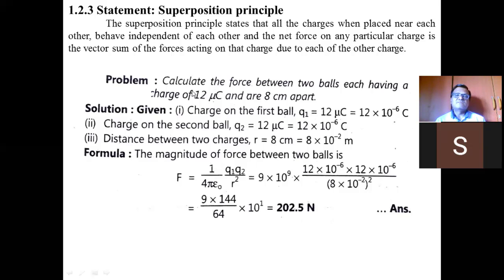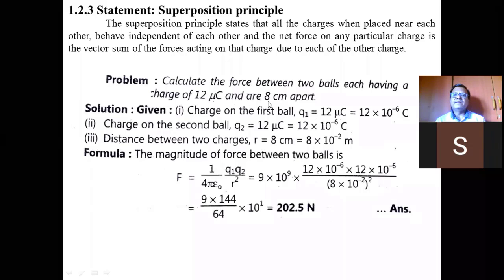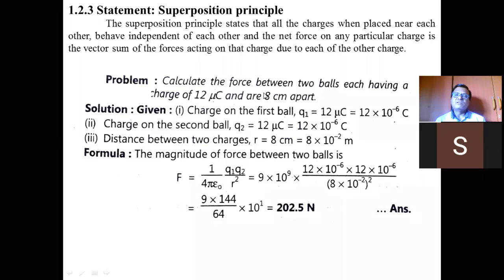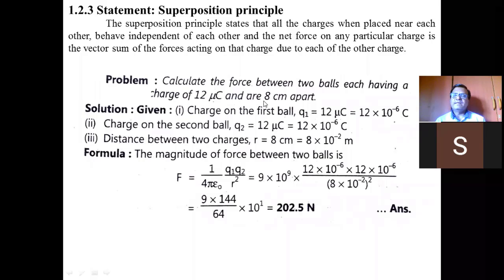Now let us consider one problem. Calculate the force between two balls, each having a charge of 12 microcoulomb and are 8 centimeter apart. In this problem we have two charged balls, each having a charge of 12 microcoulomb, and they are separated by 8 centimeter. In this case, we have to find out the force exerted by using Coulomb's law.